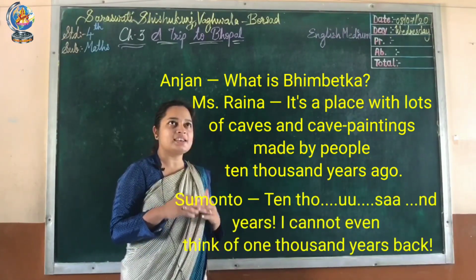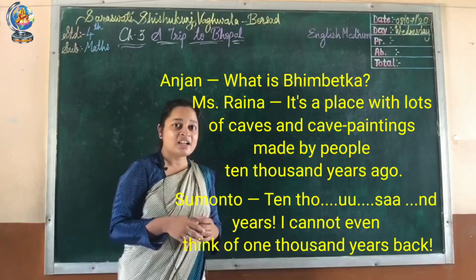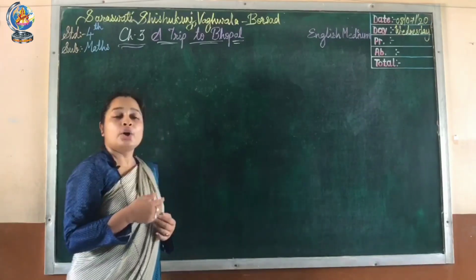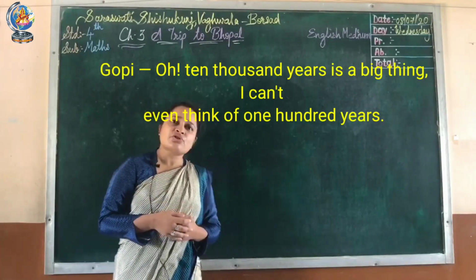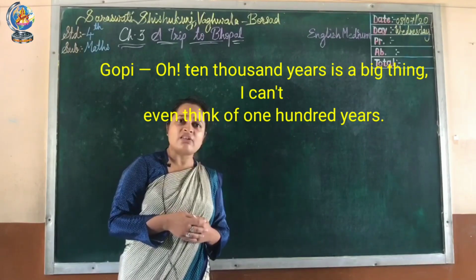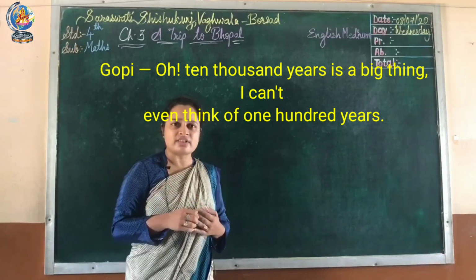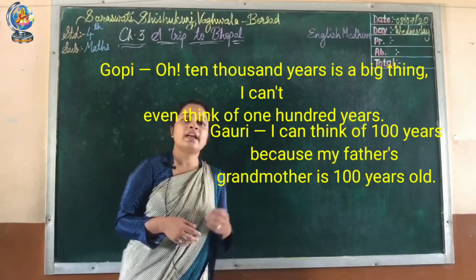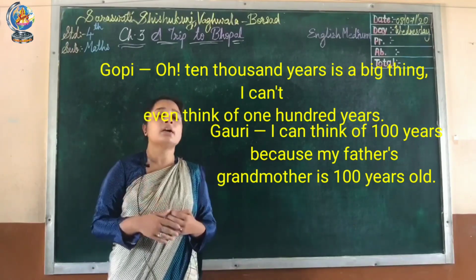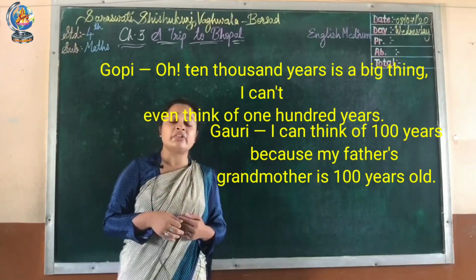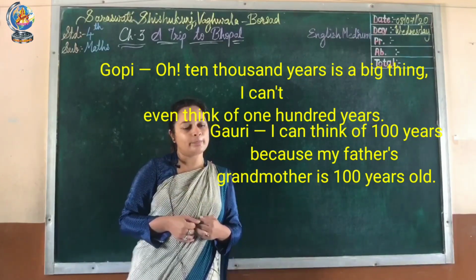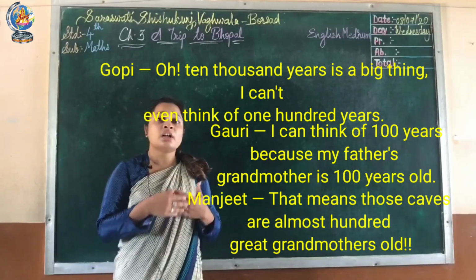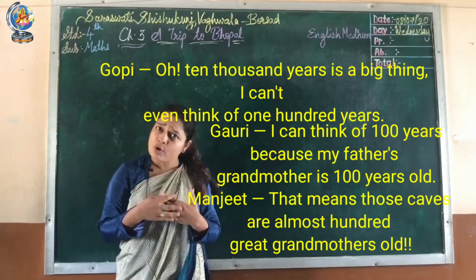Sumanto said, 10,000? I can't even imagine 1,000 years back. Gopi said, it's too big a number. I can't even imagine 1,000. How should I imagine 100 also? Gauri said, I can imagine 100 years back because my father's grandmother is 100 years old. Manji said, that means the caves are almost 100 great-grandmothers old.